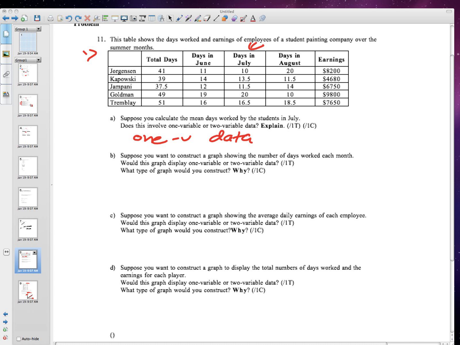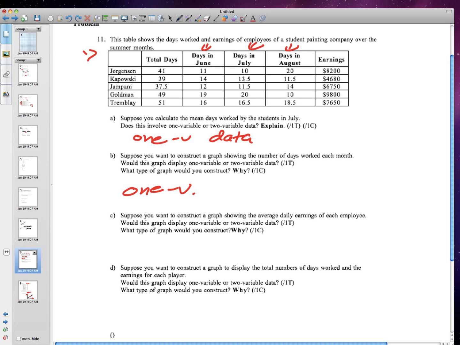Question 2, suppose you want to construct a graph showing the number of days worked each month. Would this graph display one or two variable data? What type of graph would you construct and why? Again, one or two variable data. We're talking about the number of days worked per month. Still just one variable. The months themselves, June, July, August, are still just names of months. They don't depend on anything.